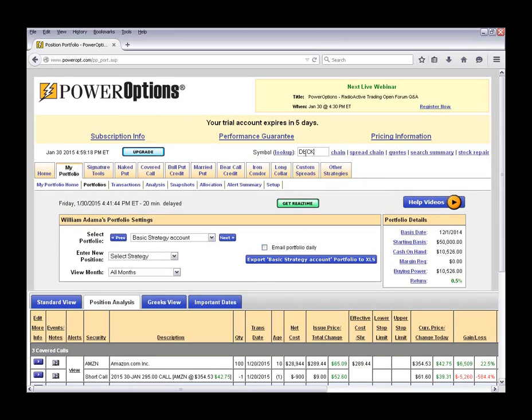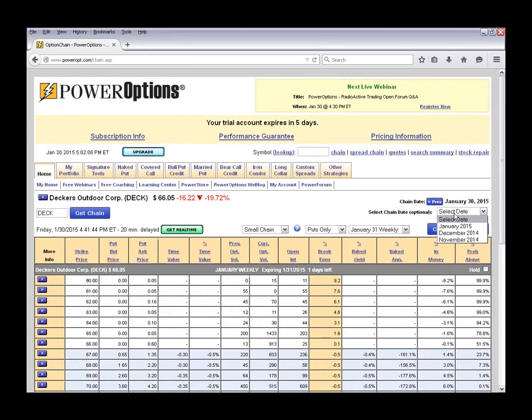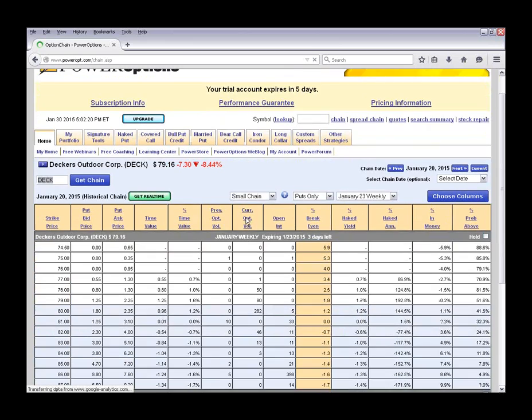All right, so once again, DECK here. I'm going to go to the chain. I just want to look at the put chain for Deckers. Now I'm going to use my time frame here. All of us on a trial to Power Options can go back about 2 months in time to see the historical chain and historical backtesting tools. Let's go back to January 20th and take a look at our put chain.